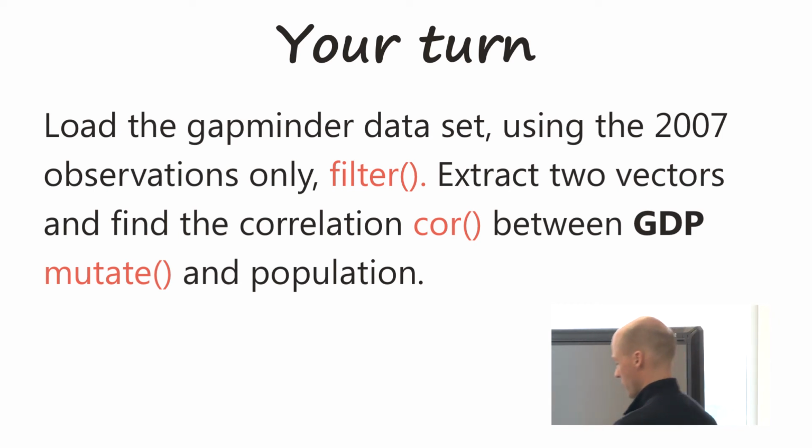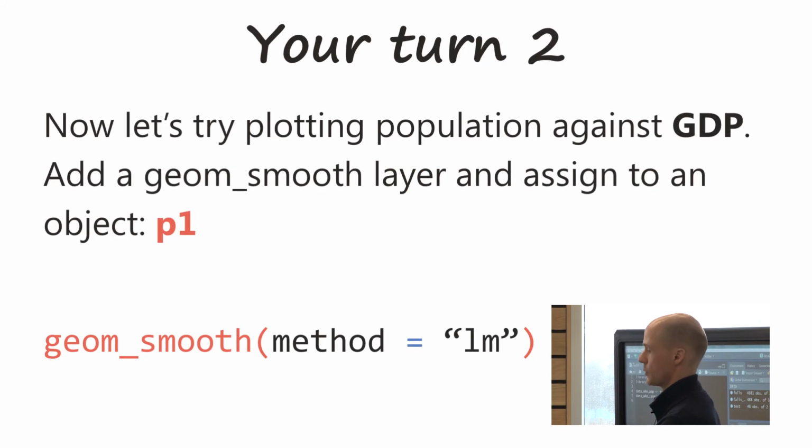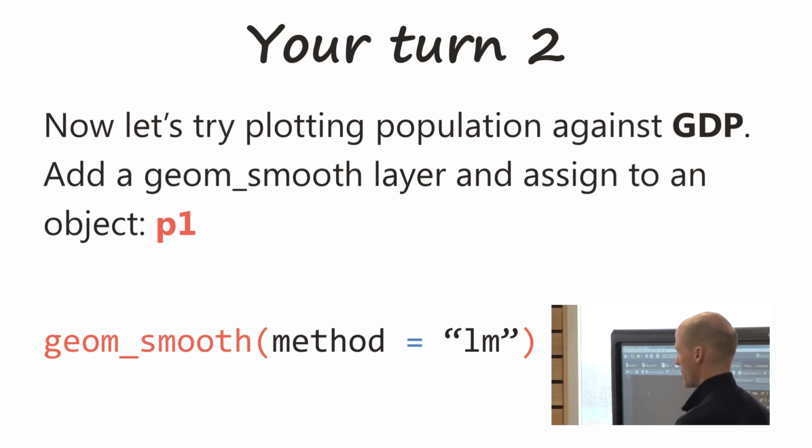So that reviews a number of functions. And there are additional tasks. If you complete that, we can try visualizing that correlation or lack of it. So use ggplot to plot population against GDP, and then try adding a geom_smooth.